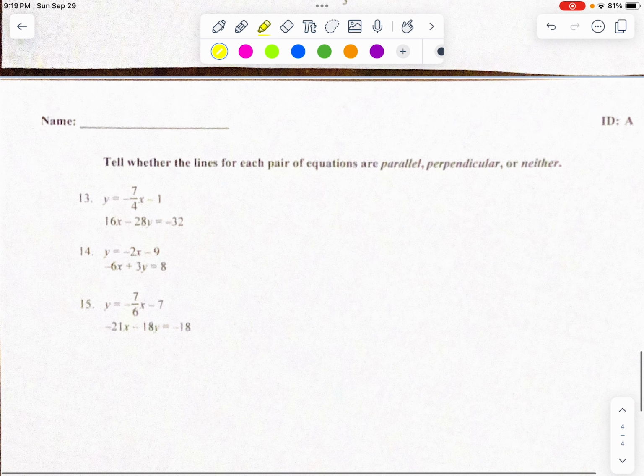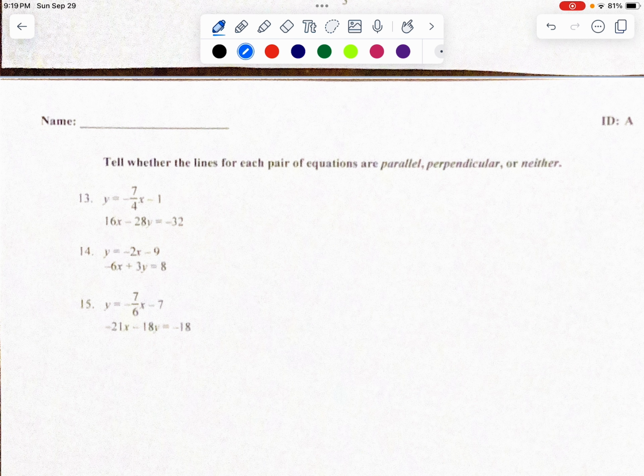And then the last three, I give you 3 sets of lines, and you have to tell me whether they're parallel, perpendicular, or neither. So let's look at the easy ones, like the ones that are in slope-intercept form. We know the slope of this first one is -7/4. The slope of this one is -2. The slope of this one is -7/6. So those are super easy ones to find because the slope is right there.